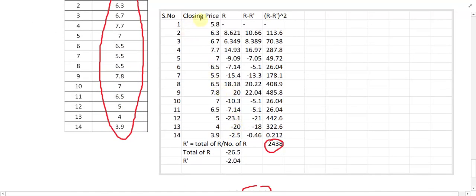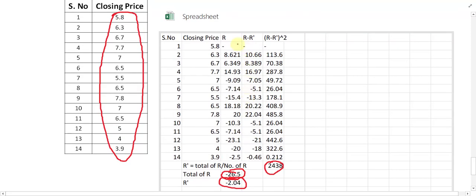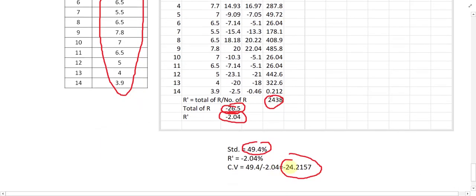How can you calculate? First of all, you have to mention the price, and then the price change. Then find out the total of return, then total of return divided by number of returns, and you can get R bar or expected return. Then the rest of the things: R minus R bar, and power of 2. Take the total, take the root of this one, it is 49. So a 50% chance of loss is there in this.